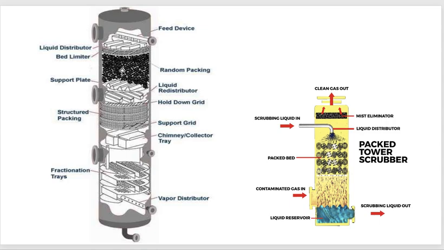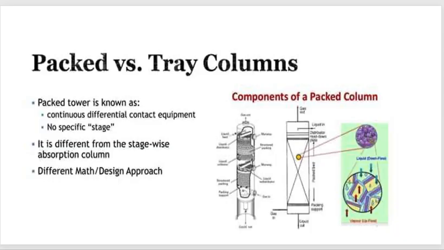Here is the contacting media, here is the surface, and I need to increase the surface area as much as possible, so I put either stacked packing, organized or random packing. In this shape you can see the random packing easily. So we give the definition for the packed tower as continuous differential contact equipment. Continuous because there is no hold time at the tray. When you work with the tray, there is a hold time above the tray for the contacting between vapor and liquid. Here, continuous differential contact equipment, no specific stages.